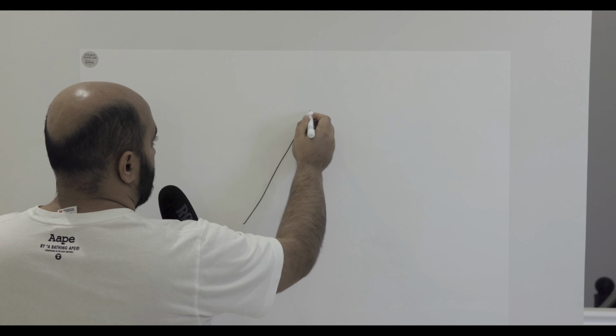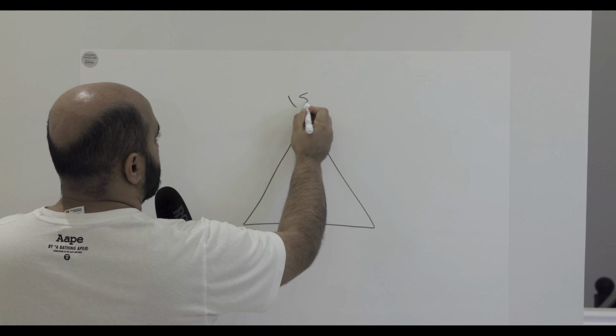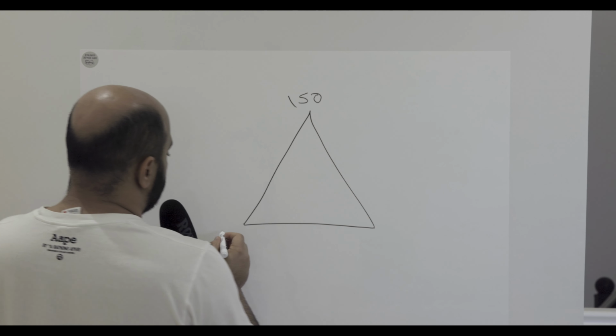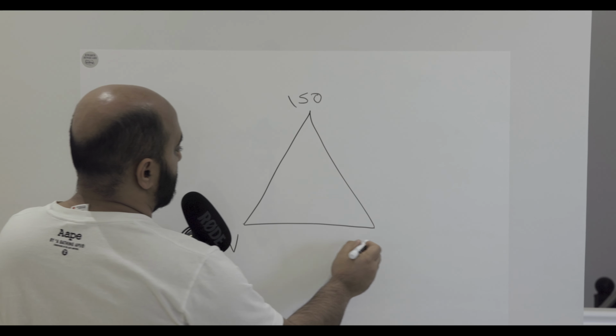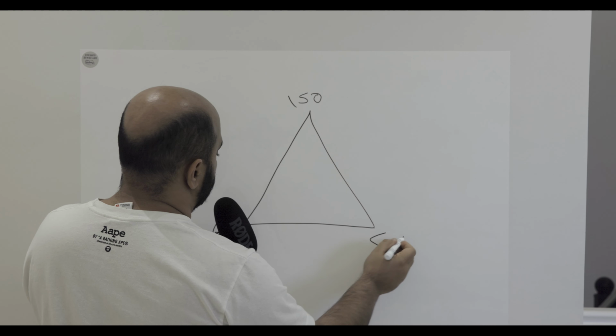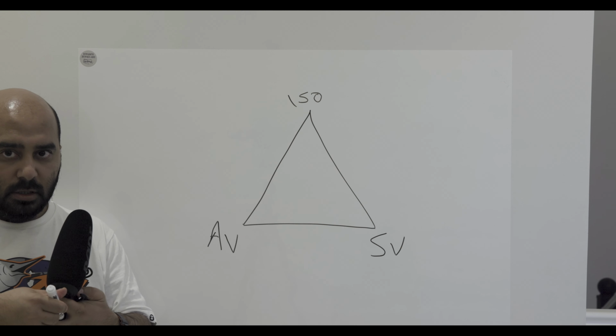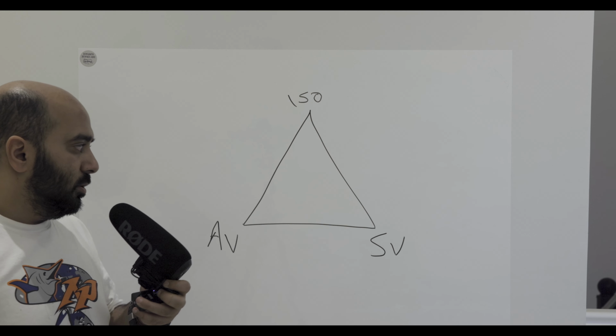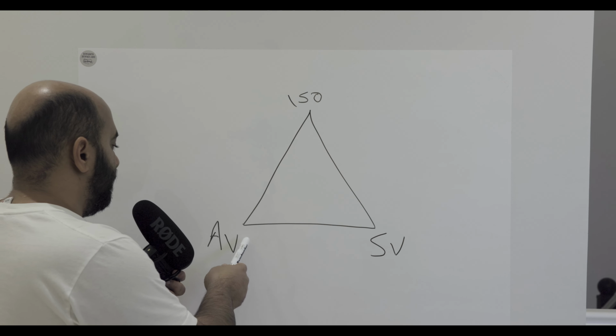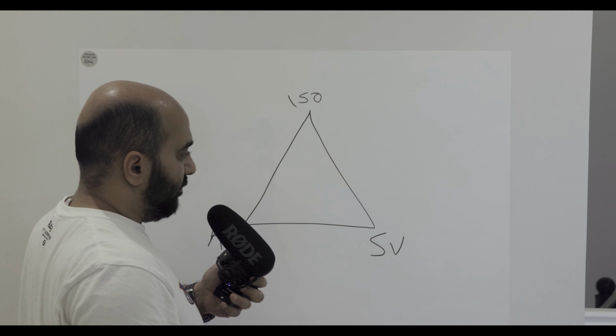Hello and welcome. Today I'm gonna talk about the triangle of photography, not cinematography, photography. So it contains three elements. The three elements are the ISO, which is the sensitivity of the sensor, and aperture, and shutter speed. These are the three elements of photography. Whenever you change one element, you control the photographic appearance of the image or the photo.